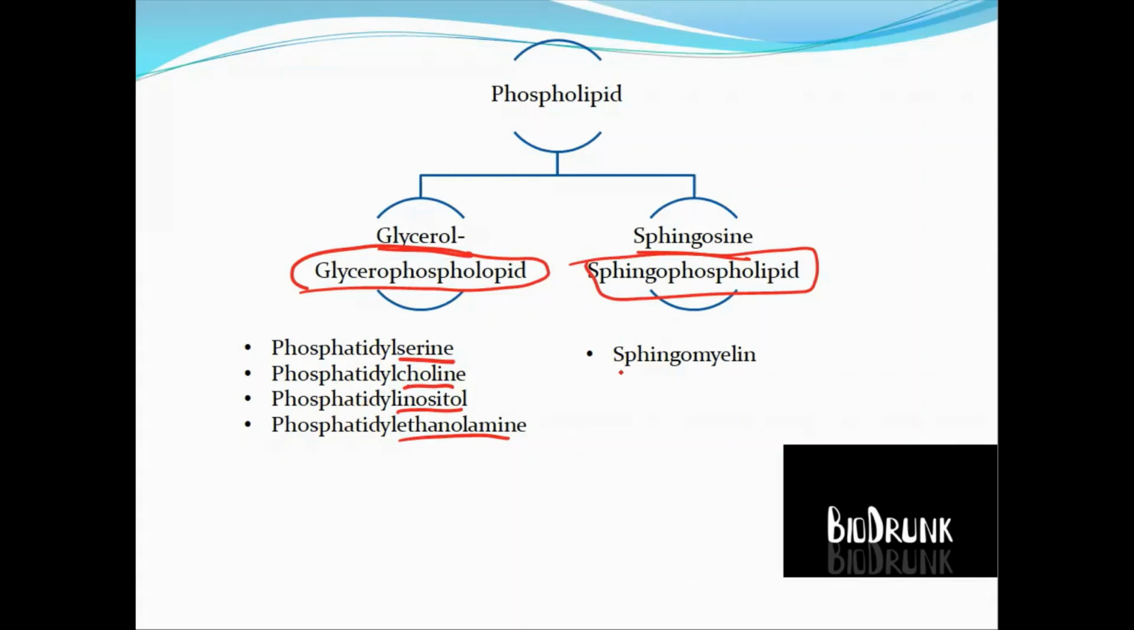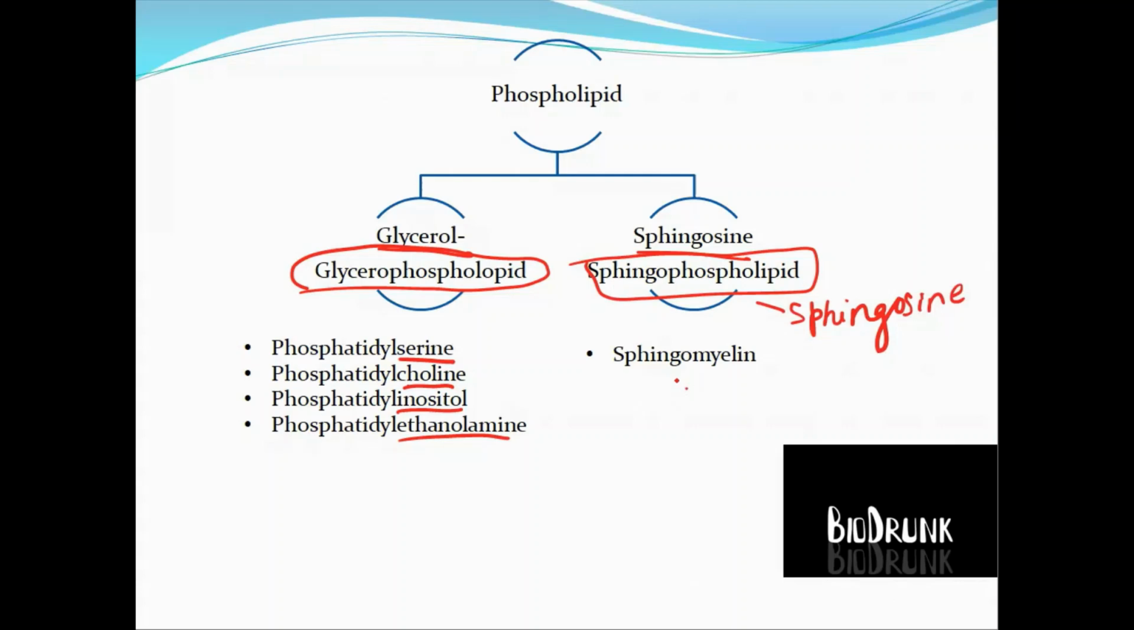Now, sphingolipids contain an amino alcohol. What is it? Sphingosine. Instead of glycerol, they contain this. Among the sphingosine-based lipids, sphingomyelin is the most abundant sphingophospholipid.